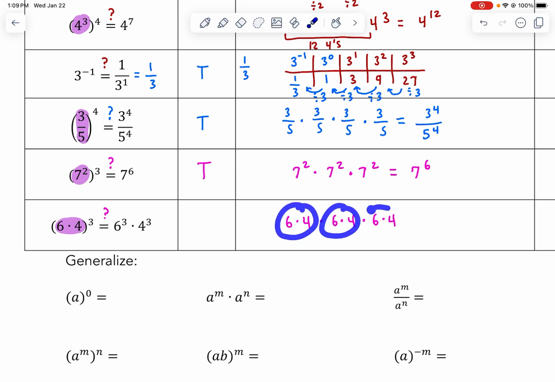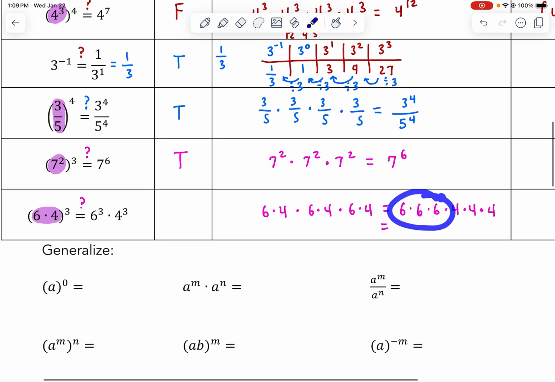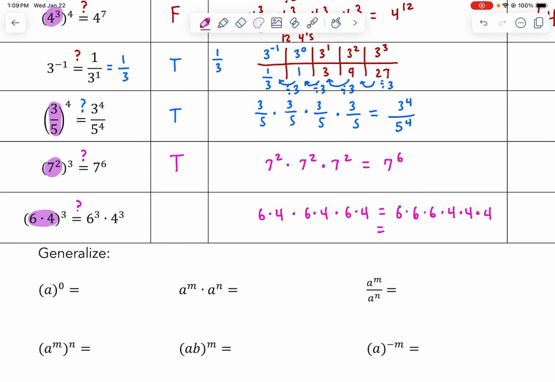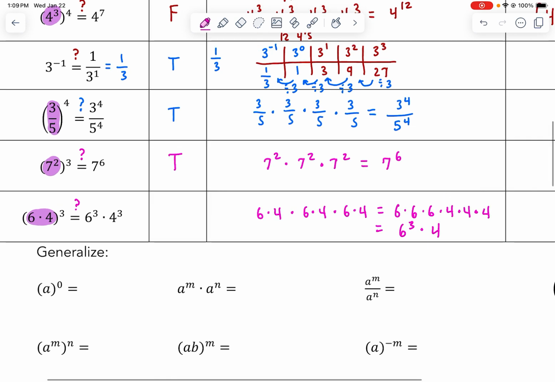So 1, 2, 3. If we regroup these, we'll have 6 times 6 times 6 times 4 times 4 times 4. And once again, we have 3 6s. That's just the same thing as saying 6 to the 3rd power being multiplied by 4 to the, we have 3 4s being multiplied by each other, so 4 to the 3rd power. So indeed, this statement is true.